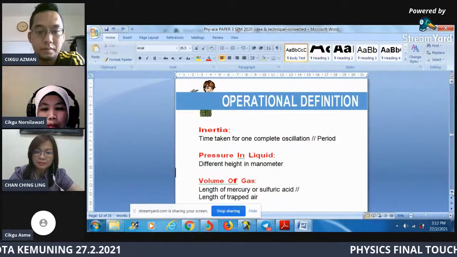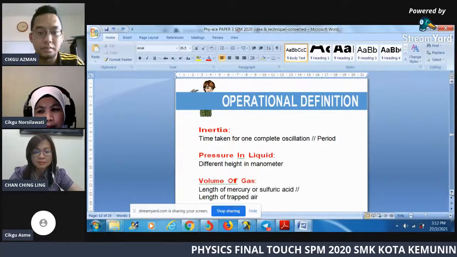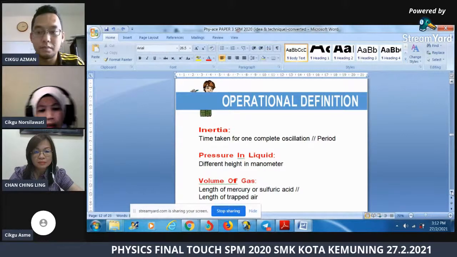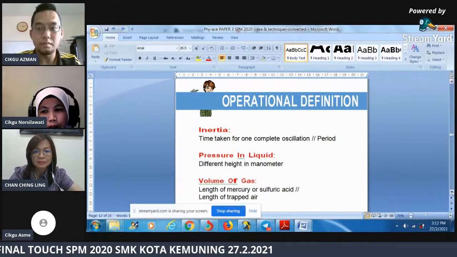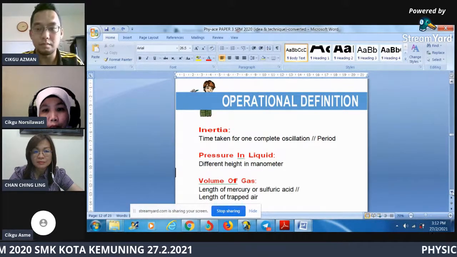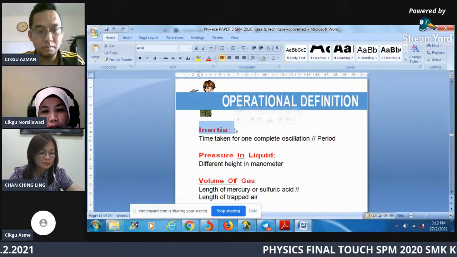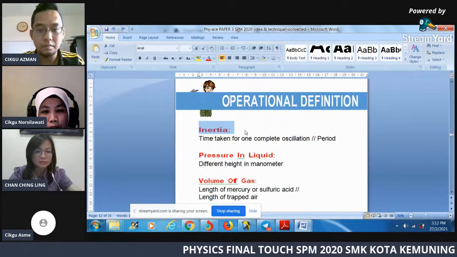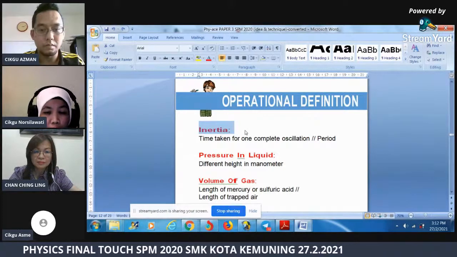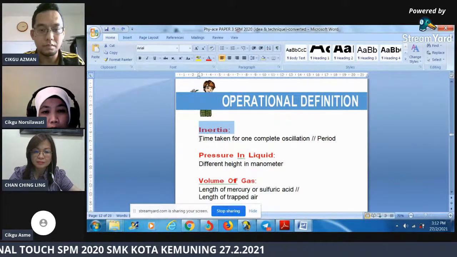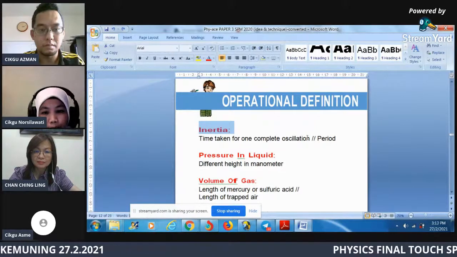What is meant by operational definition? Sometimes the physical quantity whose relationship they want is not given in terms of a physical quantity with a unit. For example, for inertia: if you want to investigate the relationship involving inertia, you must consider the time taken for one complete oscillation, also known as the period.